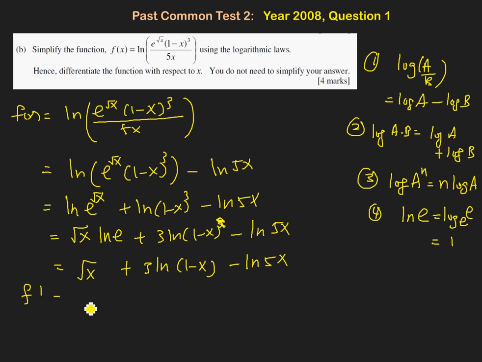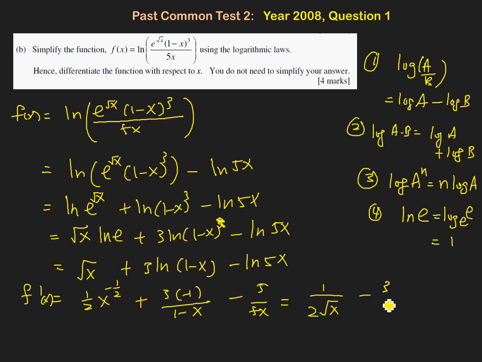Okay, and now I'm ready to differentiate this. This is half of x to the negative half, and this is negative 1 over 1 minus x, and this is 5 over 5x, and finally I have 1 over 2 square root of x minus 3 over 1 minus x, and this, of course, I can simplify and get 1 over x.